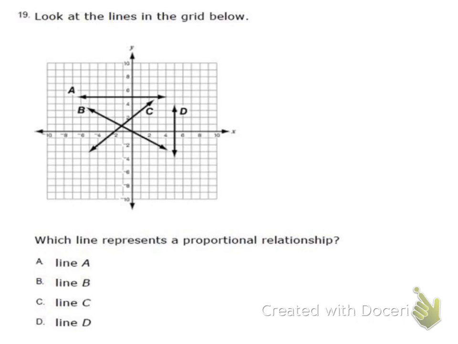So let's look at this one. Look at the lines in the grid below. And the question reads, which line represents a proportional relationship? Well, hopefully you remember from all of our various discussions over the last week and a half or so that in order to be a proportion, a line must pass through the origin, or 0, 0. The only line that does that in this particular graph is line B, and that's how you would solve that one.